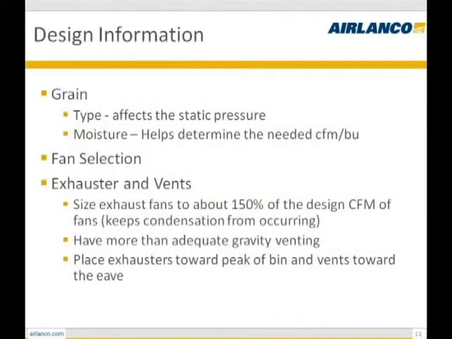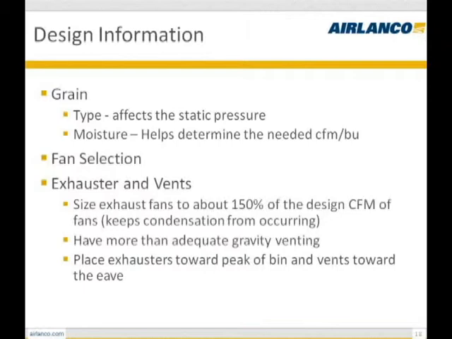Now, like I said, I want to talk about design considerations on grain bins. When you talk to the aeration manufacturer, whoever's doing your design, they need to know what type of grain it is. You can have multiple grains or a single grain, because that's going to affect the static pressure. Moisture matters too, because, as in the earlier slide, if you have 15% moisture grain, maybe you only need 1/10 CFM per bushel, but with higher moisture grain you want to use a little more air, so maybe 1/7 CFM per bushel.